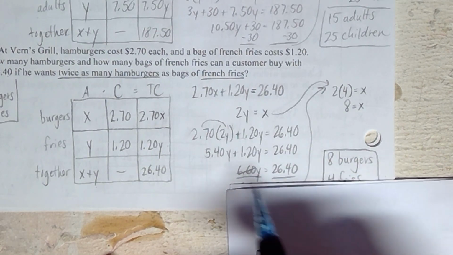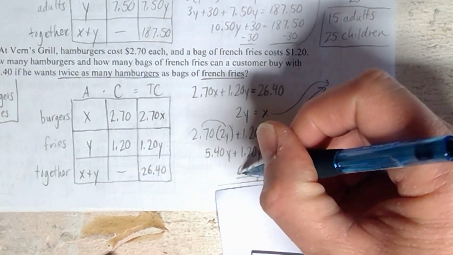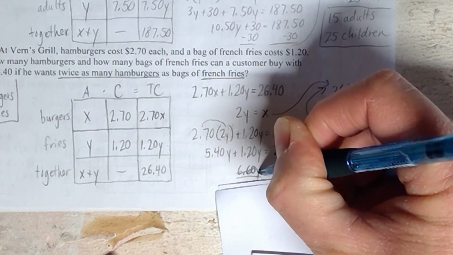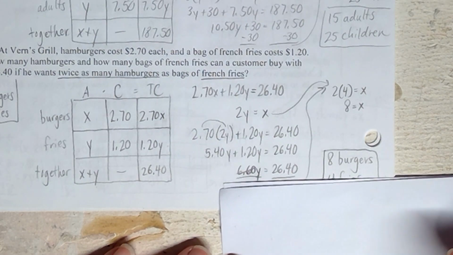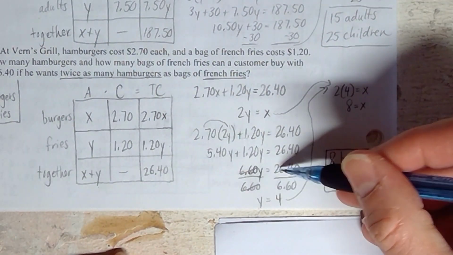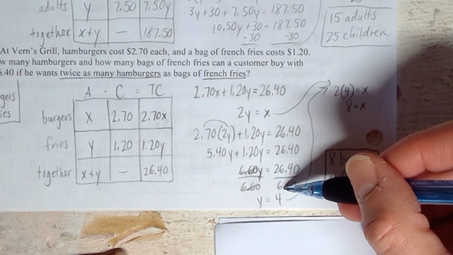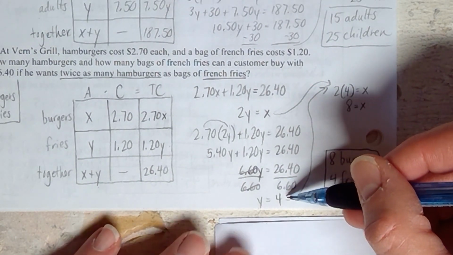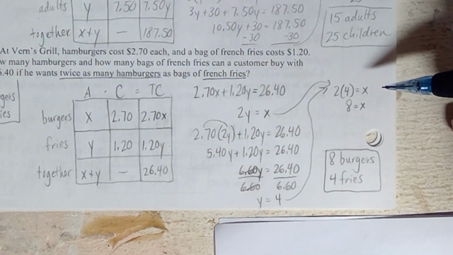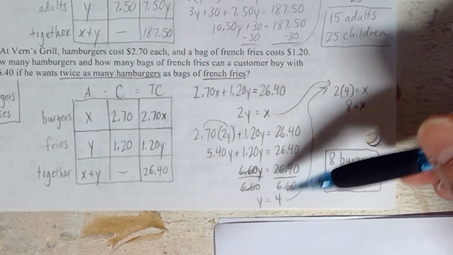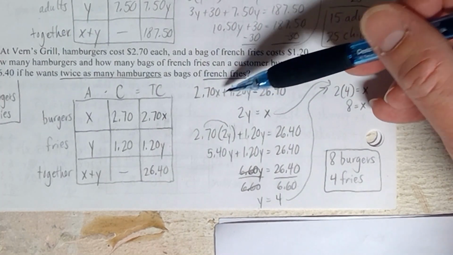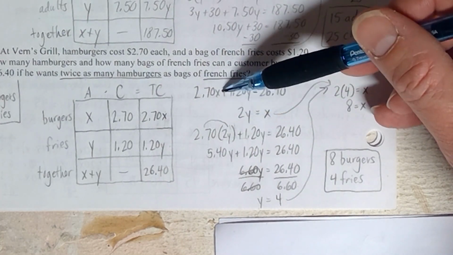I then combine like terms and I get 6.60y equal to 26.40. Sorry, it's hard to see that. I then divide out by the 6.60. 26.40 divided by 6.60 is exactly equal to 4. And then we plug it back into the equation that I plugged in at the end of the first step of the substitution method, like always.